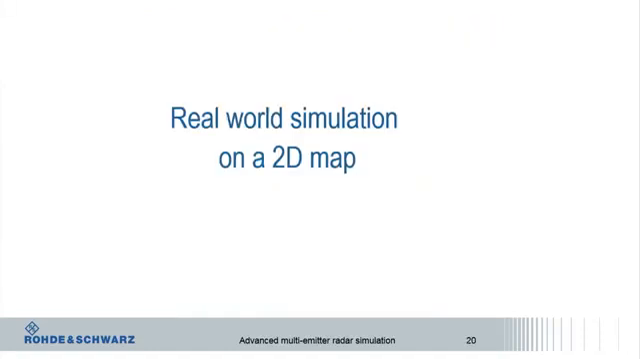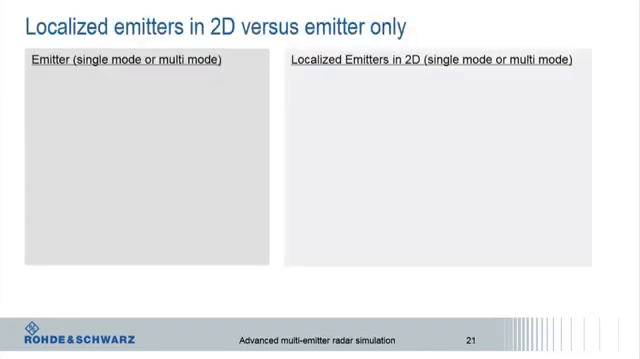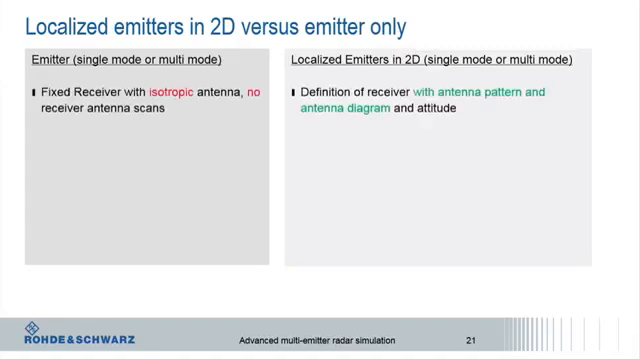So now let's look at a real-world simulation on a 2D map. Before doing so, we have to differentiate between emitter-only definition and localized emitters, because there are some basic differences. If you're only defining an emitter without the map, you only have access to an isotropic receive antenna, and the receive antenna has no antenna scan. But if you're using the 2D map dialog, you can also have access to antenna patterns and antenna diagrams for the receiving station.